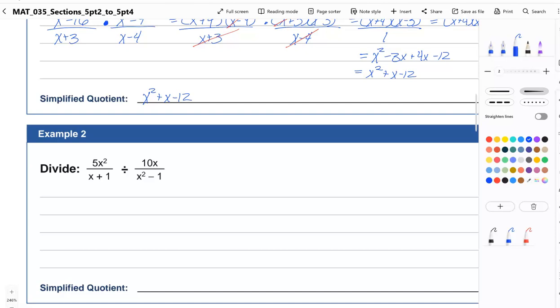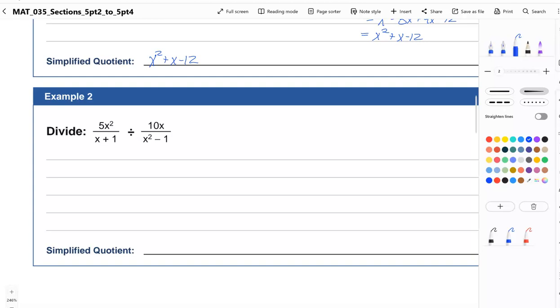This is where you may want to pause the video, try the next one, come back and check your answer. So in this example, we have 5x squared over x plus 1. We're dividing that by 10x over x squared minus 1. So we're going to do keep, change, flip. Keep the first one. Change it to multiplication. Flip the second one.